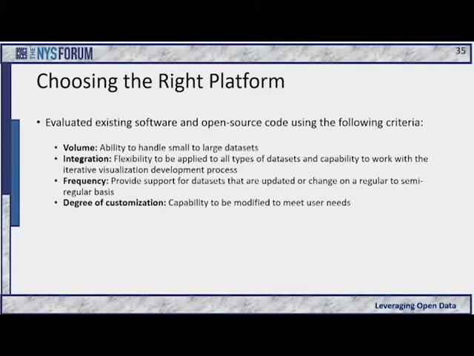Integration: did it have flexibility that we could apply to all types of data sets and work through that iterative development process? Did the software lend itself to rapid development? Frequency: could it support data sets that are updated and changed on a regular basis? What we ended up doing, same thing that NYSERDA does, is just using the API from the open data set, taking the data in live. We're not bringing it into another platform or database, manipulating it, and creating an interim data set to produce a visualization. So that's how we dealt with that.